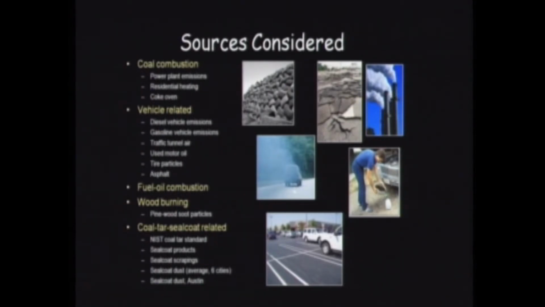There's a coal tar standard from NIST, but that represents coal tar before it ever hits the environment. And once it hits the environment, it can go through some changes. So we also have profiles for seal coat products, for seal coat scrapings, the dust from 6 cities. So this is what would be really the mobile part that we would be expecting to wash into the lakes. And then the seal coat dust just from the city of Austin, which is subject to perhaps stronger weathering because of hotter temperatures than some other cities in the U.S.